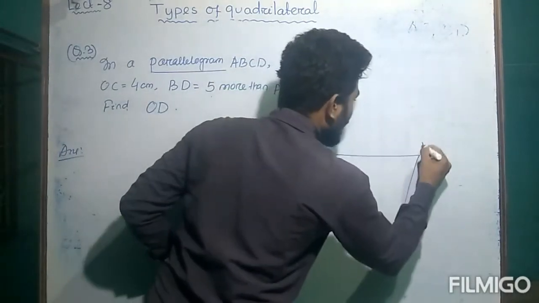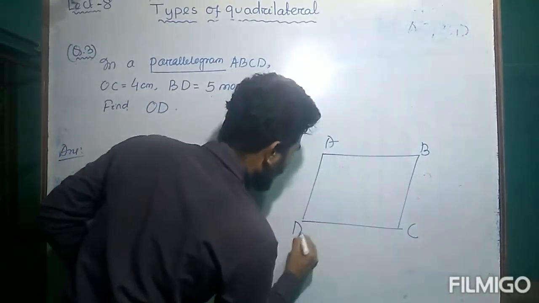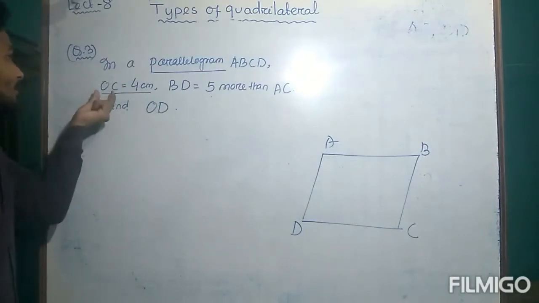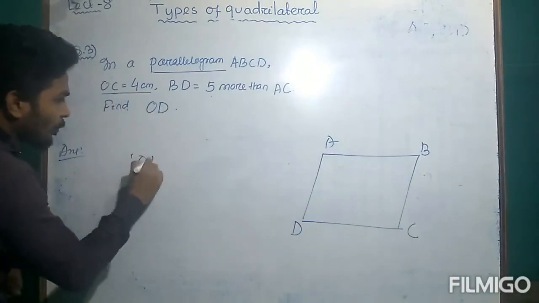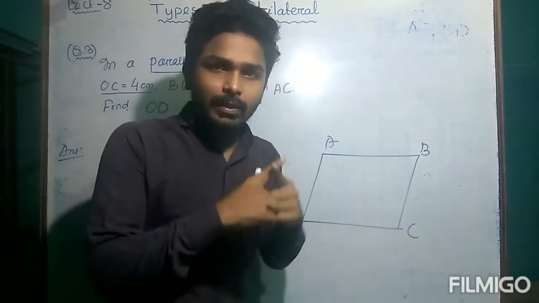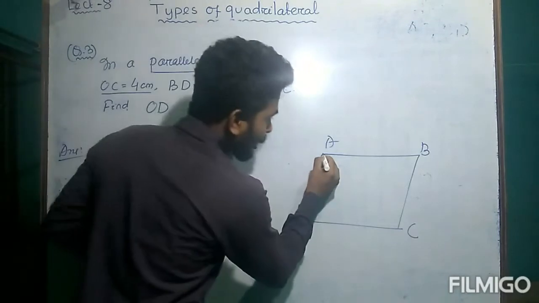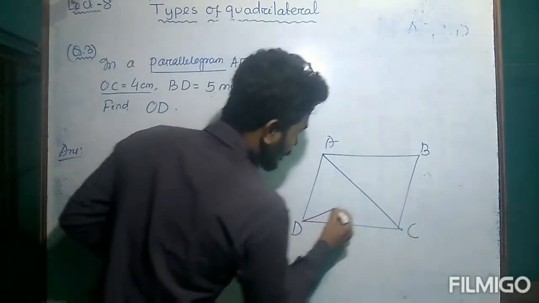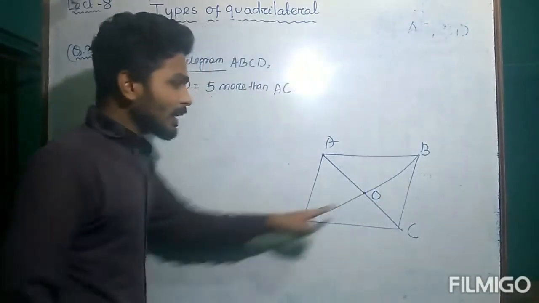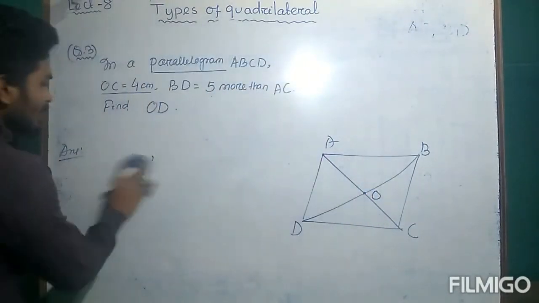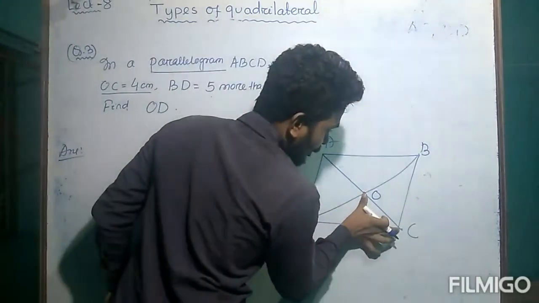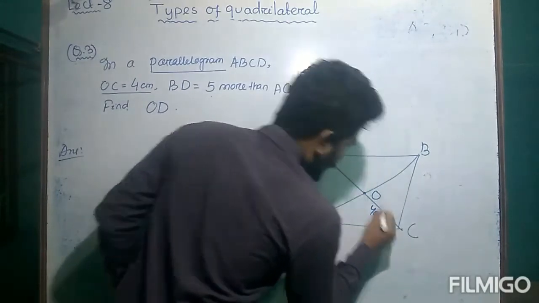A, B, C and D. Next, here it is given that OC is equal to 4 cm. What is OC? What is the point O? O is a point at which the two diagonals intersect each other. They intersect at a point O. This point is O. So it is given that OC is equal to 4 cm. This is OC, this is 4 cm.